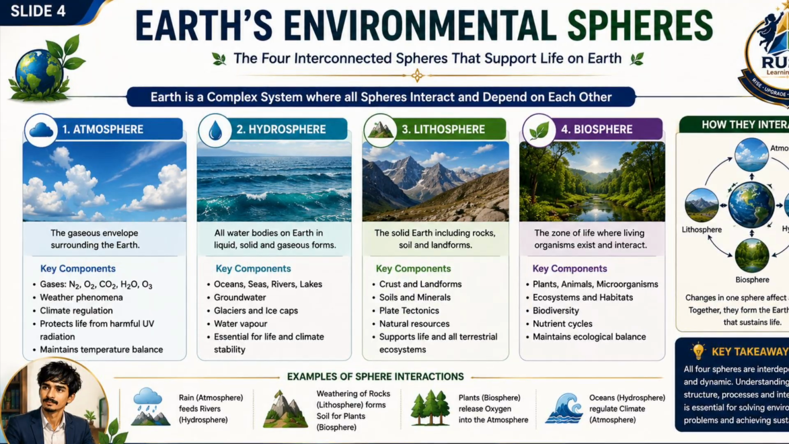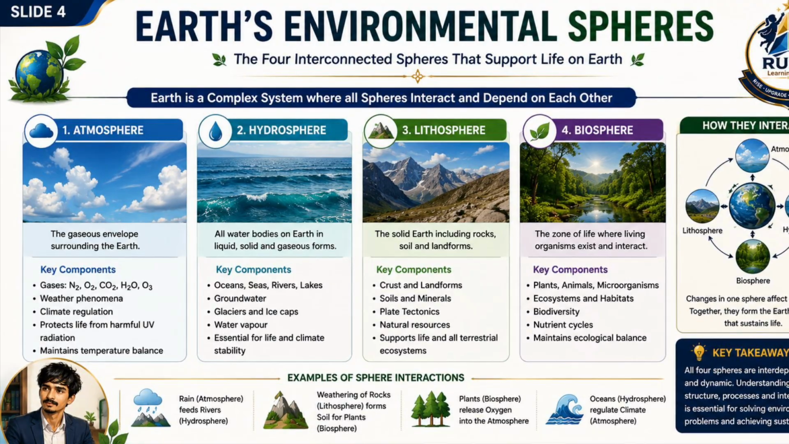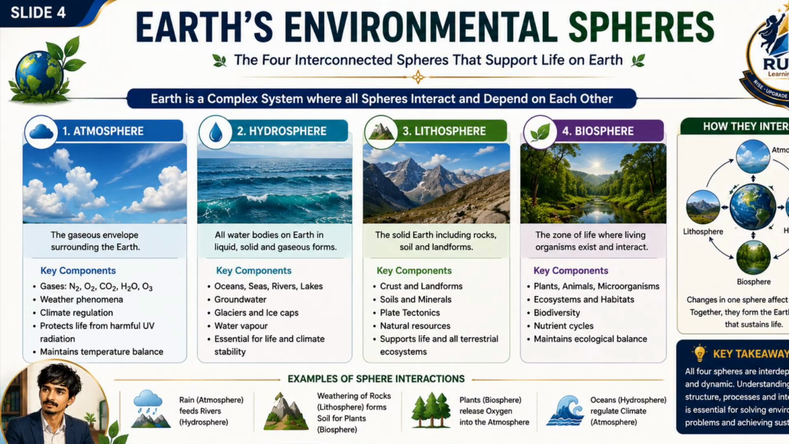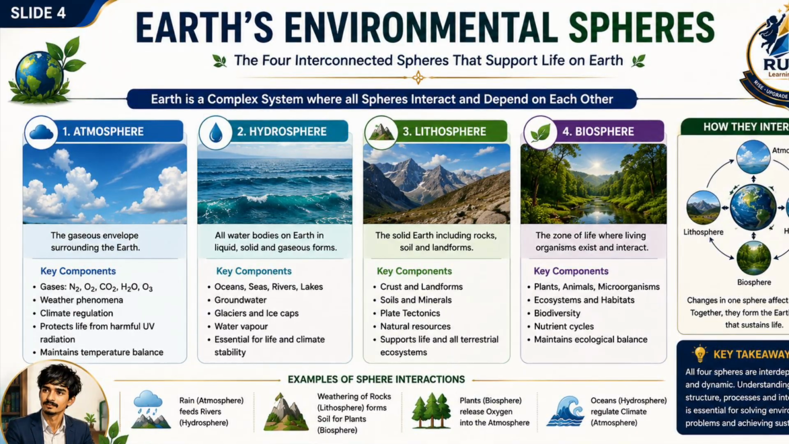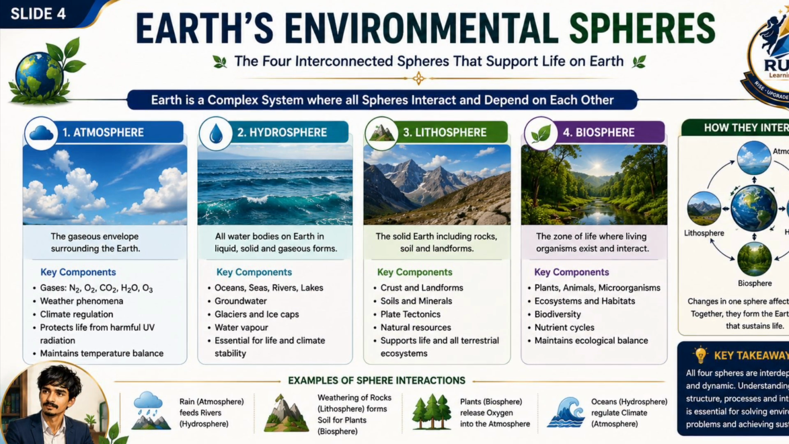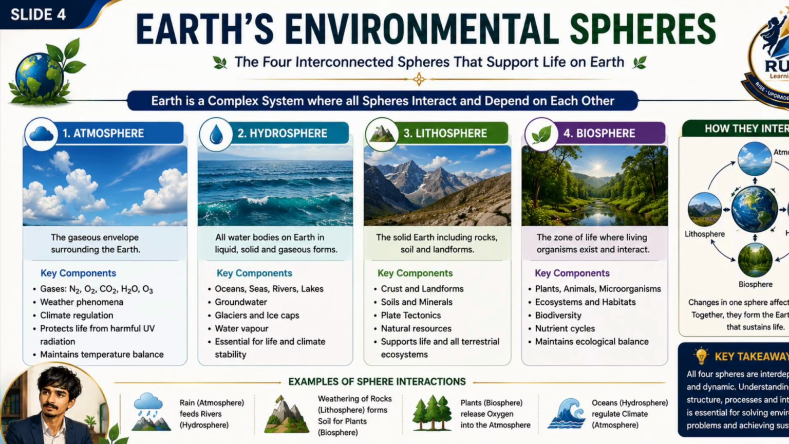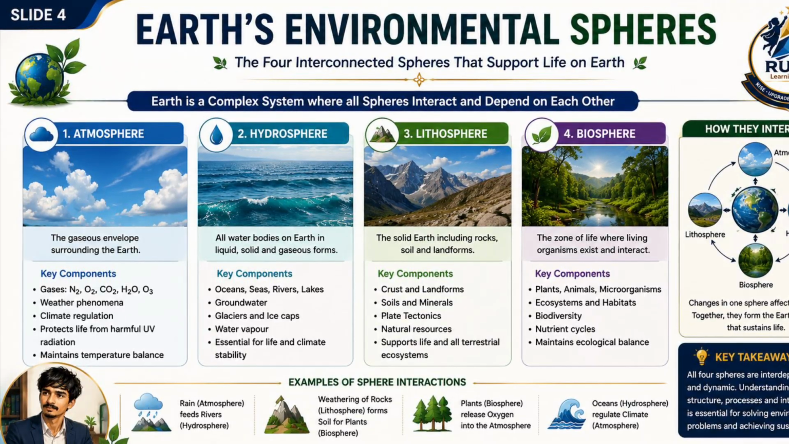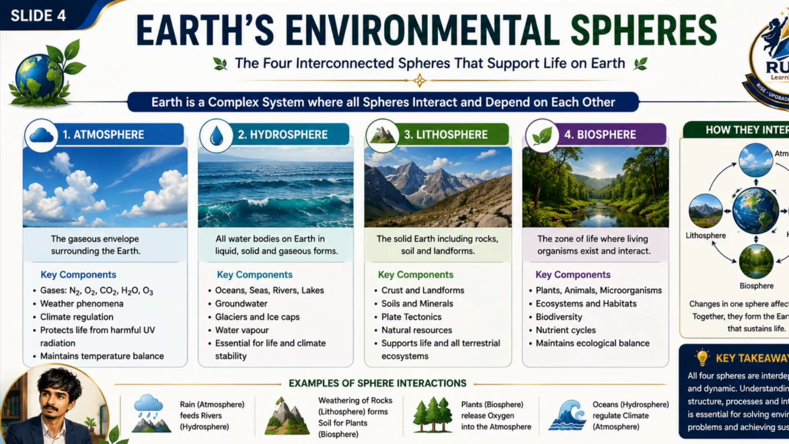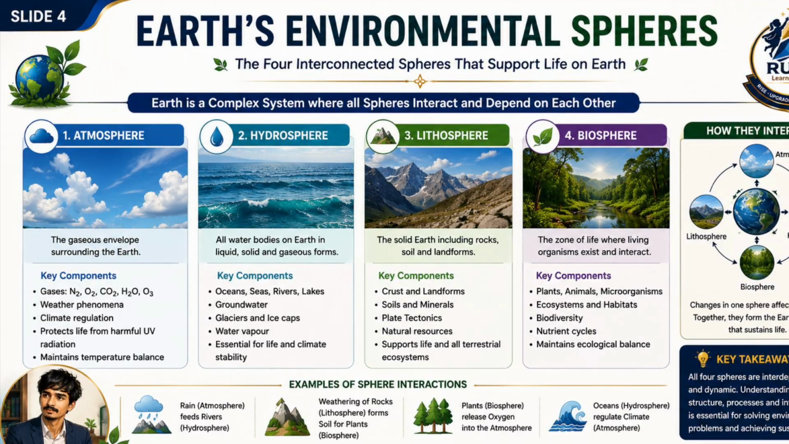The biosphere is the zone of life on Earth. It includes all living organisms, including plants, animals, microorganisms, and humans. The biosphere extends across portions of the atmosphere, hydrosphere, and lithosphere where life can exist. The biosphere contains ecosystems, food chains, food webs, and biological communities. It is responsible for the cycling of nutrients and the flow of energy through ecological systems.